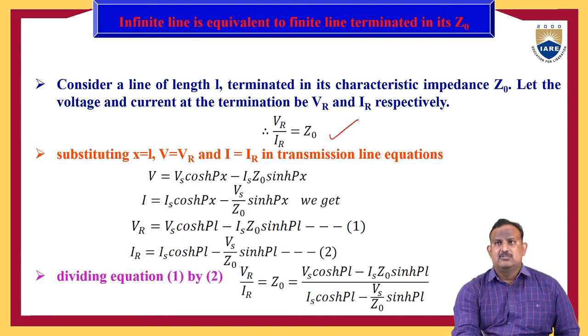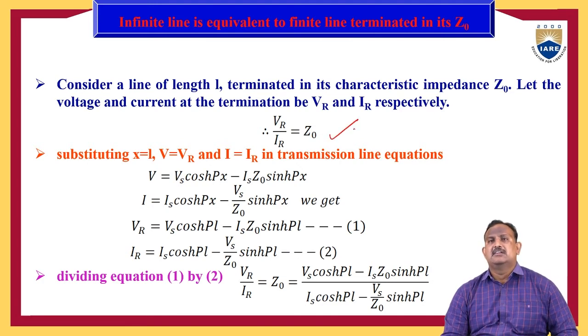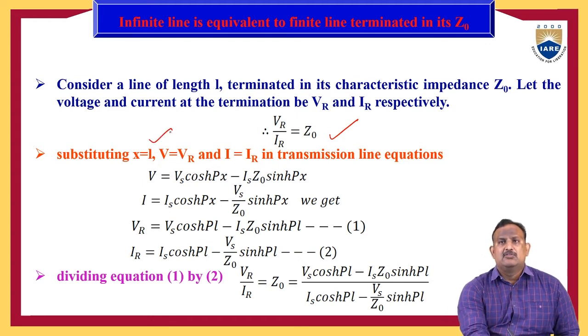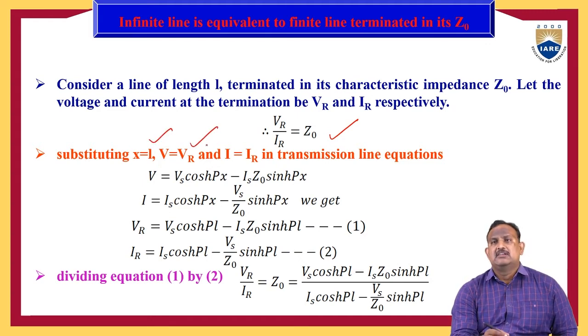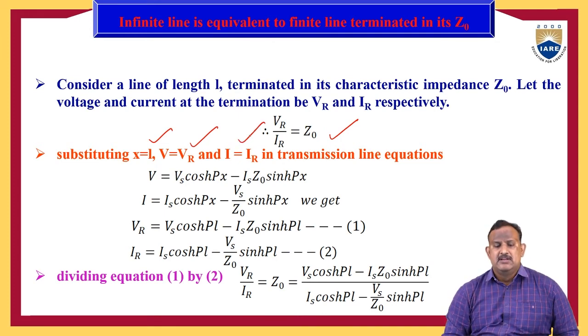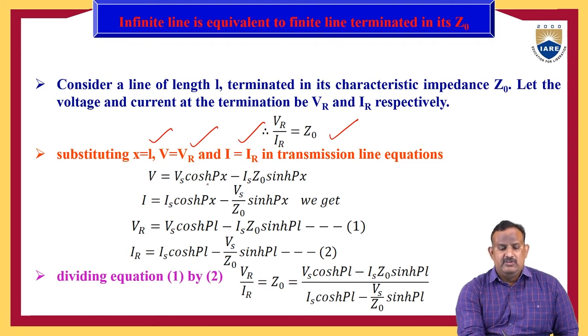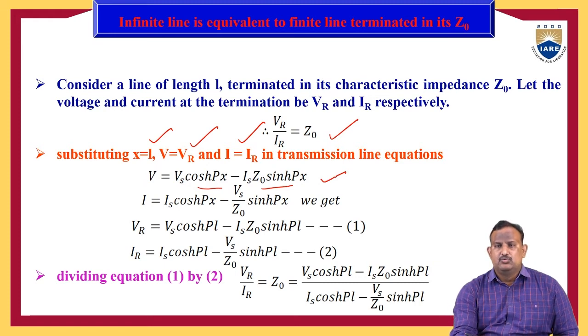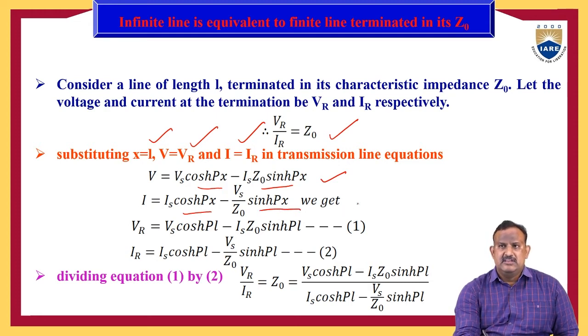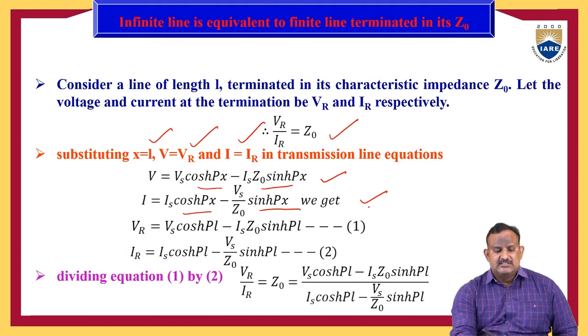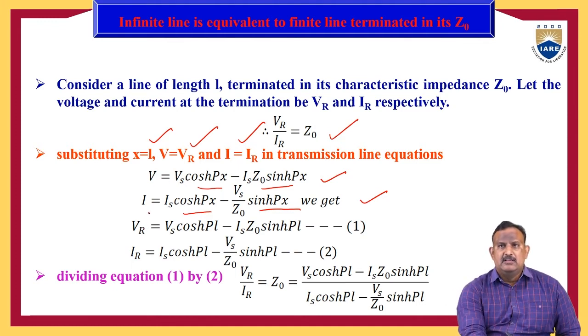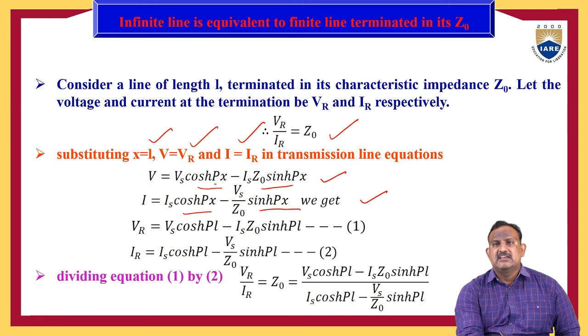Therefore, VR by IR is equal to the input characteristic impedance Z0. So here, if you substitute the length X equal to L, the voltage at the receiving end is VR and the current at the receiving end is IR in the transmission line equations. Therefore, we have V is equal to Vs cos hPX minus Is Z0 sin hPX. These are the two transmission line equations, and the current I is equal to Is cos hPX minus Vs by Z0 into sin hPX. So here I am substituting VR in place of V, and in place of distance X, I am substituting L.